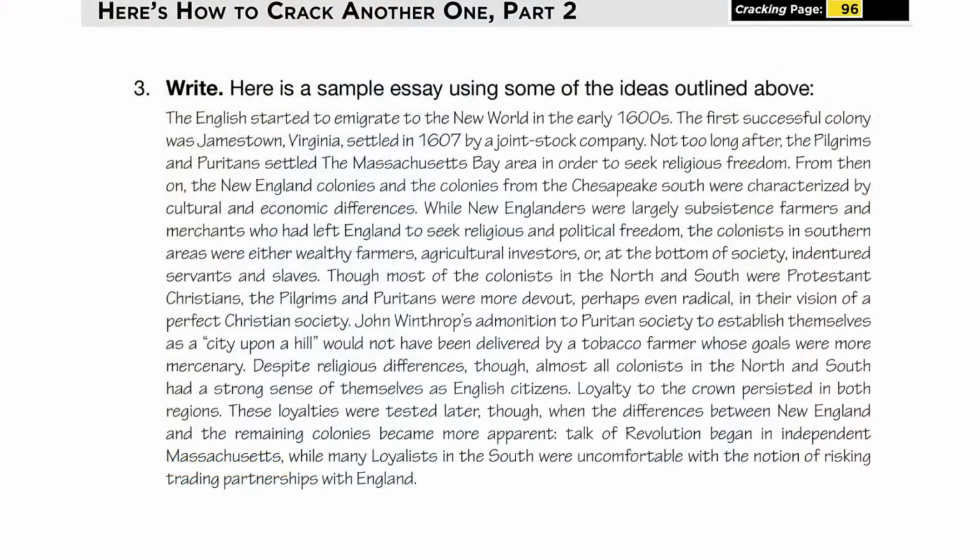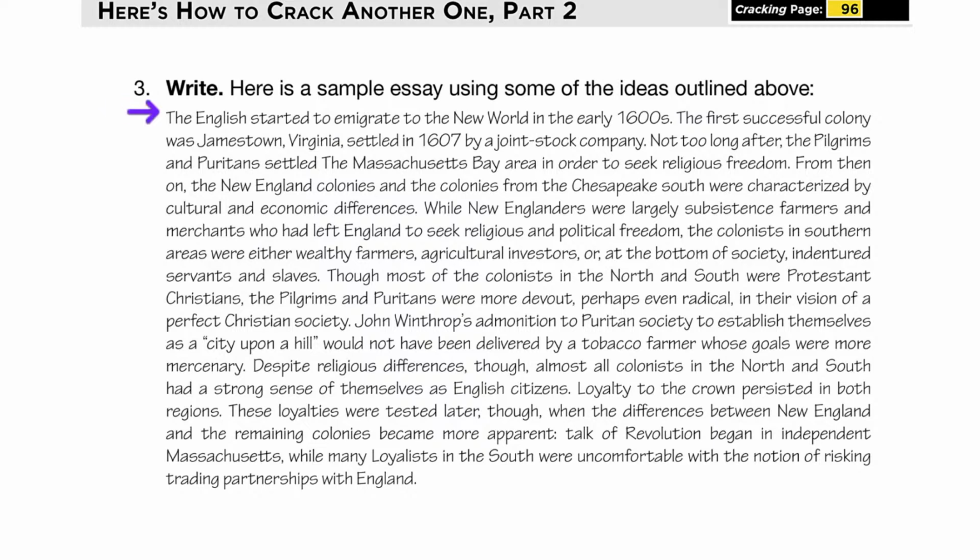Now, this one happens to be one paragraph. It's a pretty long paragraph. So I don't mean to say you have to write this much for the short answer question, but this person is a fast writer and this person wrote a lot. So let's take a look.